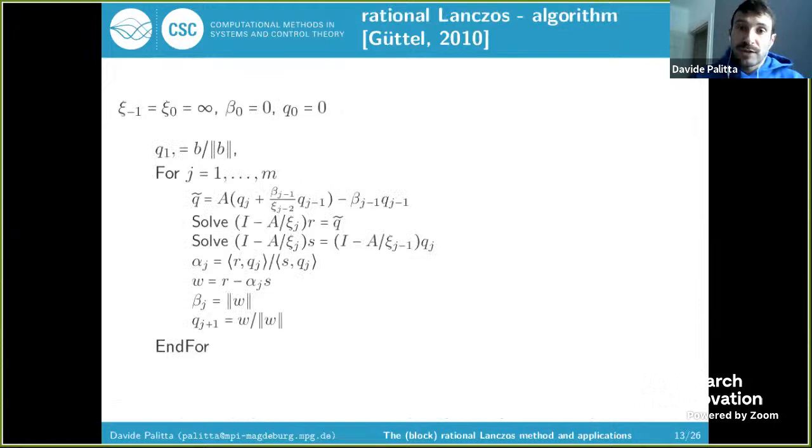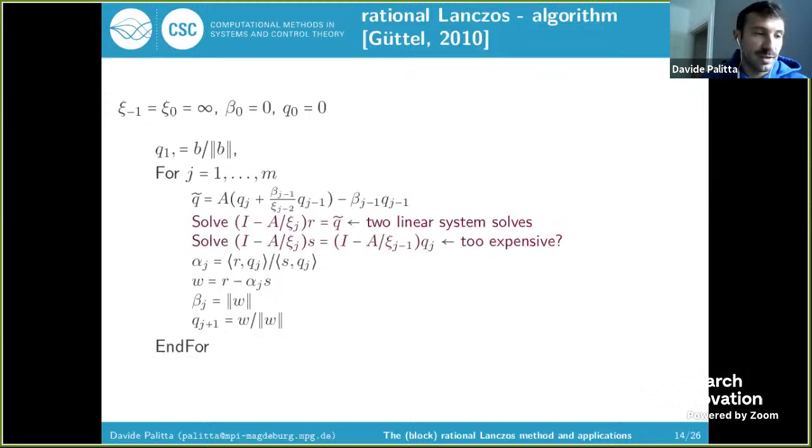And this is the algorithm you can find in Stefan's thesis. Again, here we consider the easiest case where B is just a vector, but it's the same also when B is a block vector with more than one column. So we normalize this vector and we start the loop here. If you remember what I told you about rational Arnoldi, there we have to solve a single linear system at each iteration. Here in rational Lanczos, or better in Stefan's implementation, we need to solve 2 linear systems at each iteration.